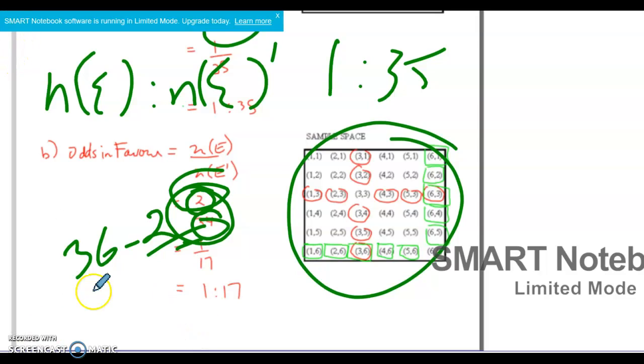Okay. Odds in favor, odds against would be the opposite of that. So all you do is take these numbers and swap them like that, 17 to 1. Okay, I'm 2 minutes left.